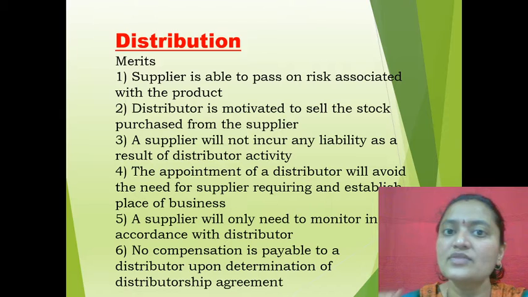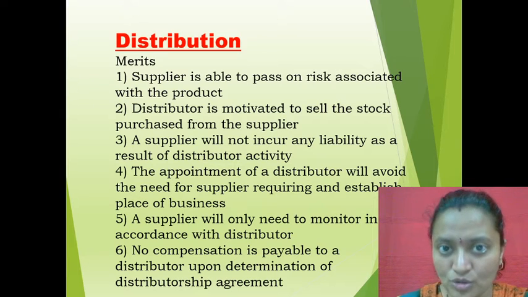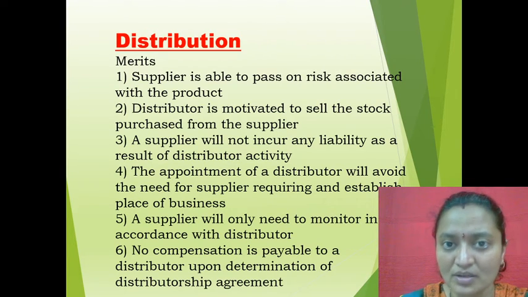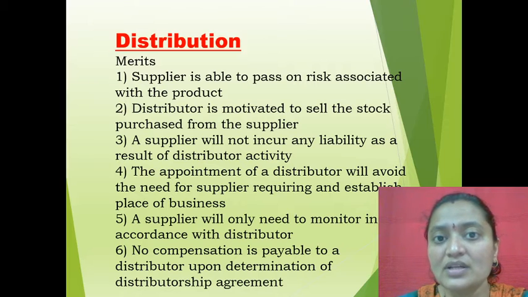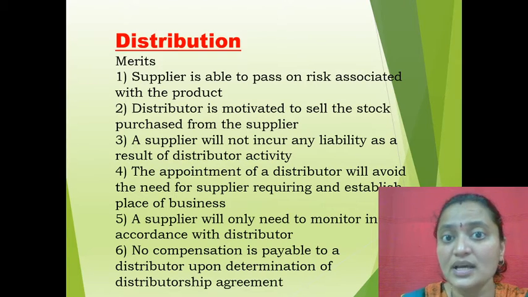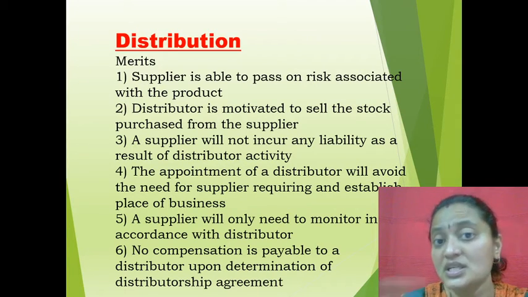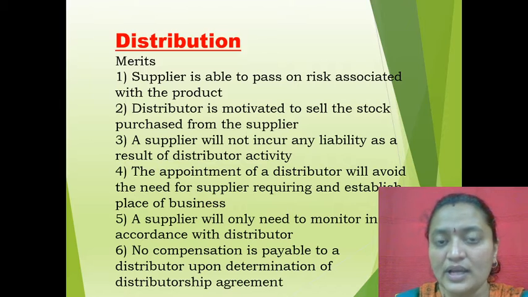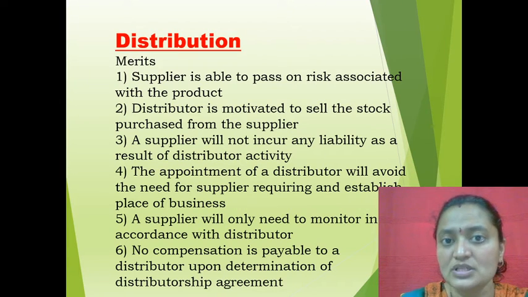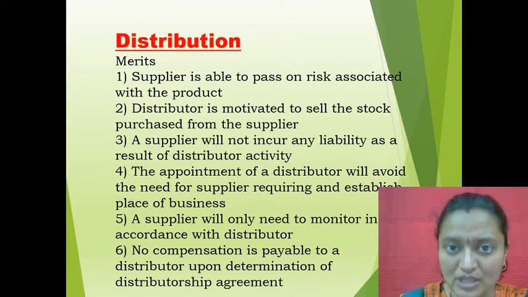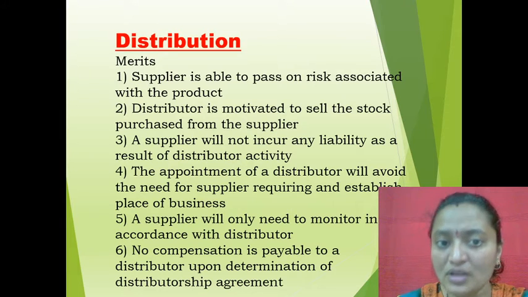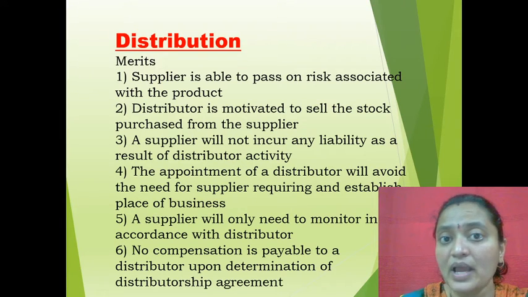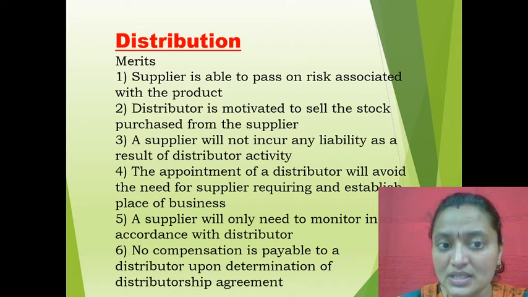Suppose the consumer goes to the bookstore and purchases one book, and after that he comes to understand that the book which he has purchased is not in proper condition. Maybe the pages have been torn or there is a printing mistake. So who is responsible for that damage in that particular book? Here the supplier should bear whatever the risk is associated with the product.